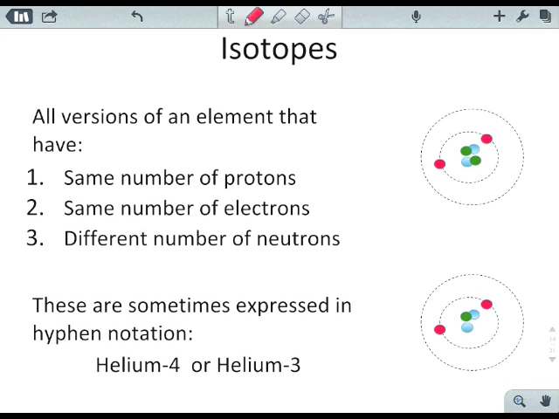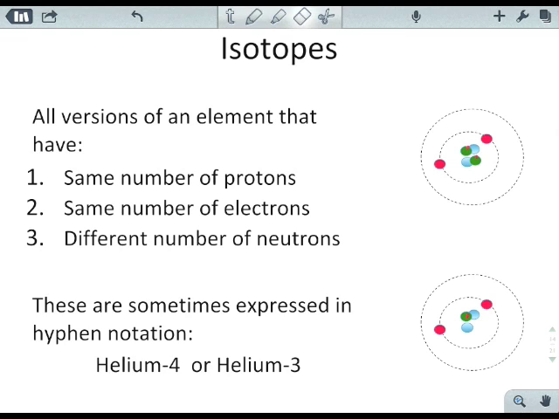Now, an isotope is basically the same element, so it has the same number of protons, but different numbers of neutrons. All versions of an element have the same number of protons, and we see that. Here's an example over here. We see 1 and 2 protons and 1 and 2 protons, so it has 2 protons, and that gives it the ability to be helium. The difference between the 2 is that this has 2 neutrons and this has 1 neutron. They're going to have the same number of electrons and different numbers of neutrons.